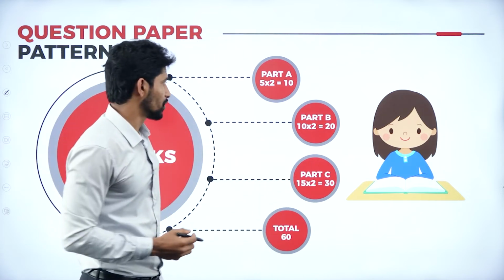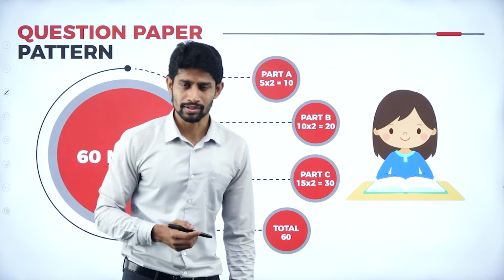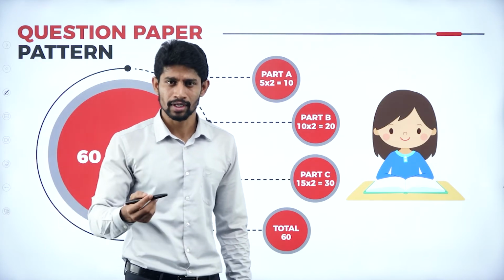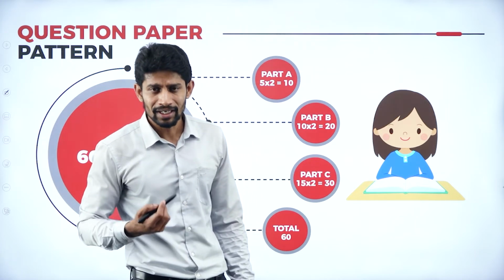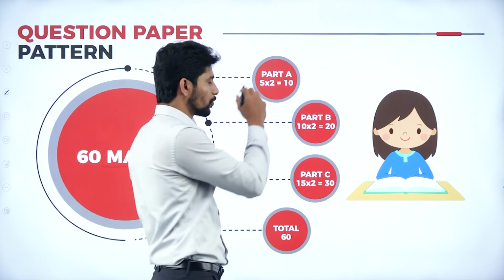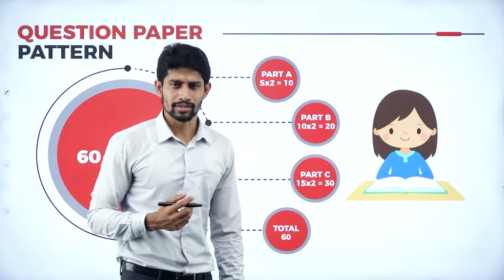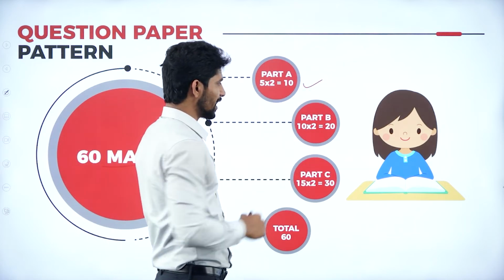Part A deals with 5 marks questions or 2 marks questions. If you are answering 2 marks questions, you are supposed to answer 5 questions. If you are answering 5 marks questions, you are supposed to answer any 2 questions. So 5 into 2, that means 5 marks questions, you are going to attend 2 questions. So each question carries 5 marks, totally for 10 marks.